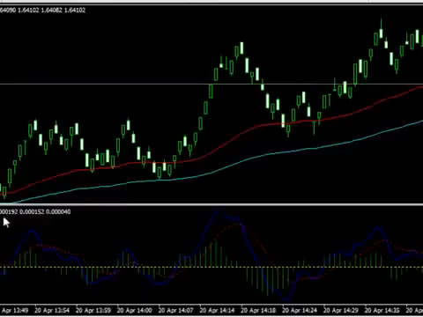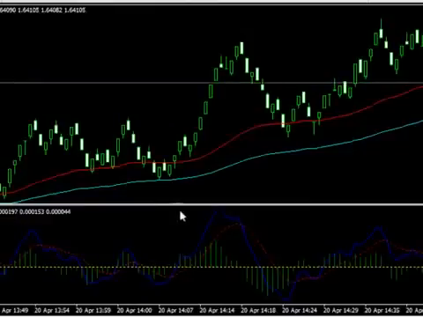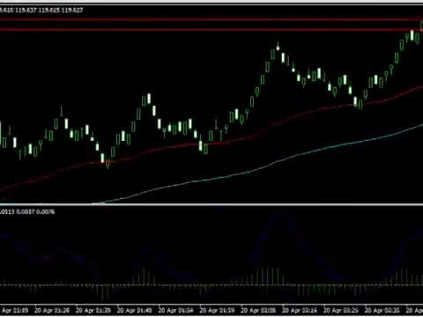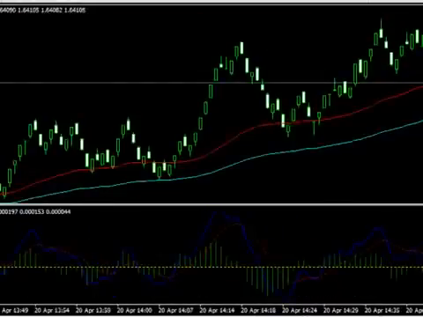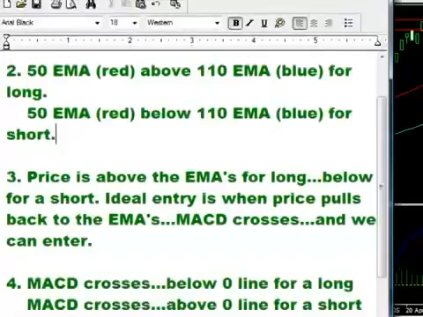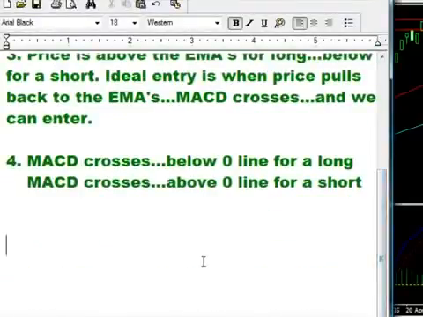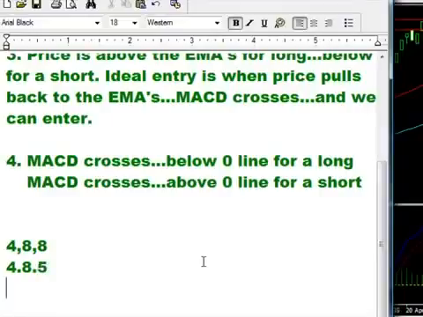Now the MACD settings, they'll be different, and we've kind of messed around with a bunch of settings. We've tried, write these down here, 4-8-8, 4-8-5, and 8-16-5. So, which one to use?